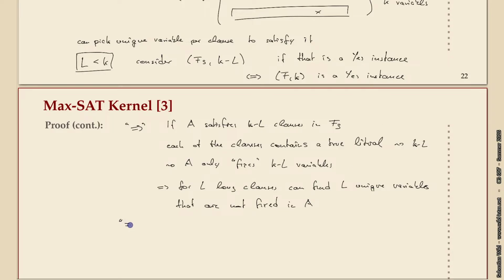Okay, that proves one direction. If we look at the other direction, it's actually easy. If we can satisfy k clauses in all of F, then I only have L big clauses, so even if I satisfy all of them, I must leave k minus L clauses to be satisfied among the small ones.